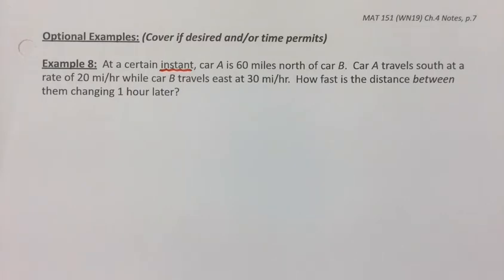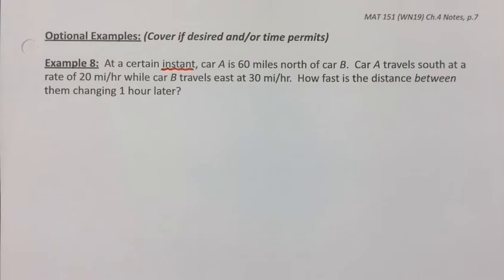Example 8 states that at a certain instant, car A is 60 miles north of car B. Car A travels south at a rate of 20 miles per hour while car B travels east at 30 miles per hour. How fast is the distance between them changing 1 hour later? Okay, so car A was 60 miles north of car B.